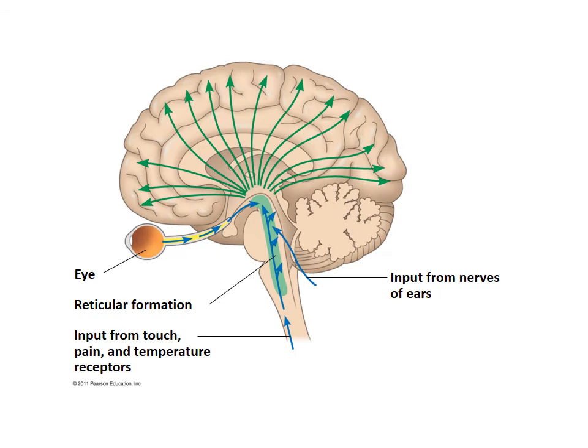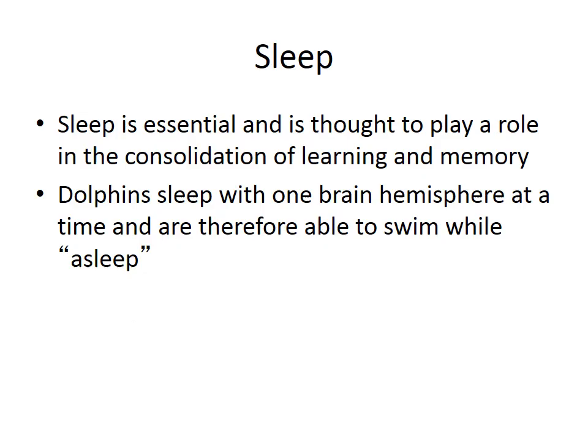Here is a view of the brain which shows you what is going on. We're taking information from the eye. The optic nerve is going to take information which is going to radiate through all parts of the brain. We're also going to take information from our ears, and from touch, pain, temperature, and so on. And it all gets integrated inside our brain, in the reticular formation, and then ultimately radiated out so appropriate action can happen.